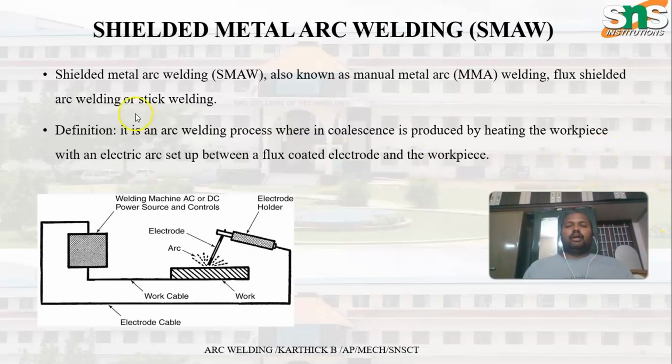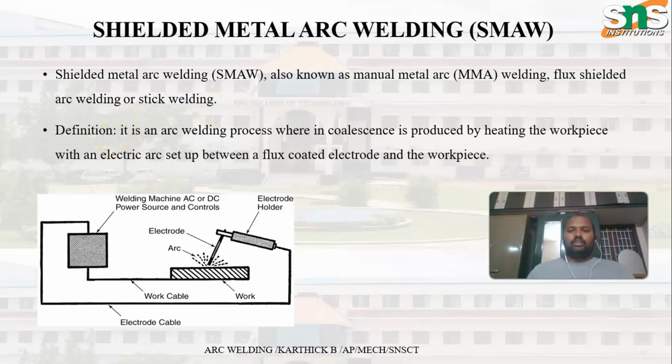In par with that, you are using flux shielded arc welding or stick welding, because the electrode looks like a stick. So colloquially we'll say it as stick welding, right? So here you can see a proper definition according to the AWS: it is an arc welding process where the coalescence or joining of metal is done by applying heat with an electric arc set up between the flux coated electrode and the workpiece.